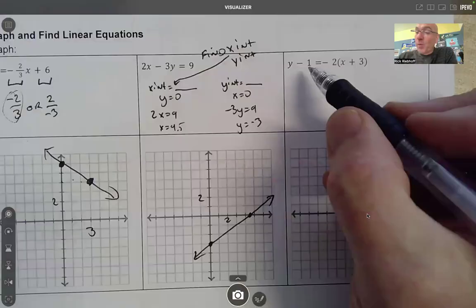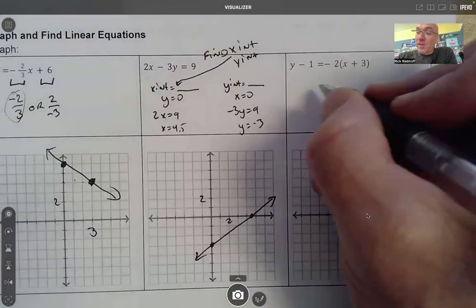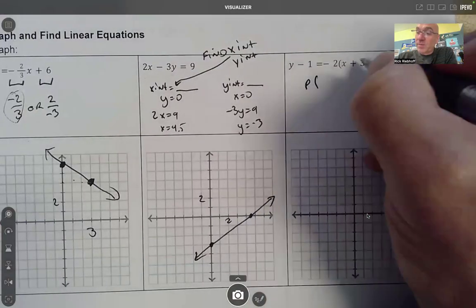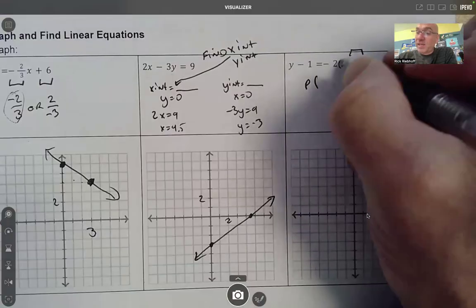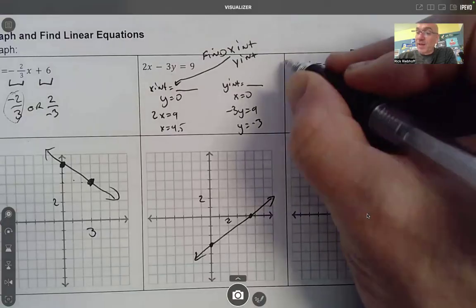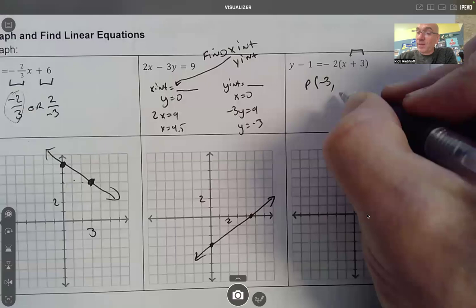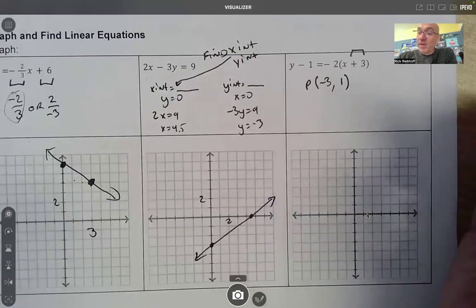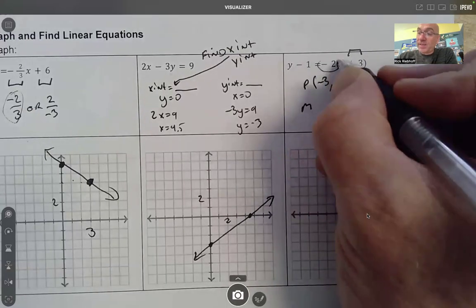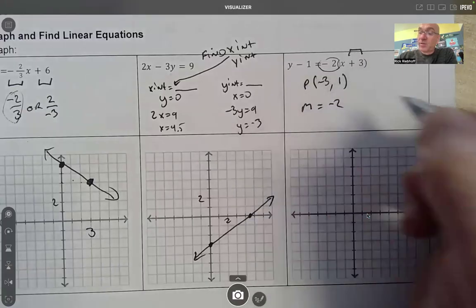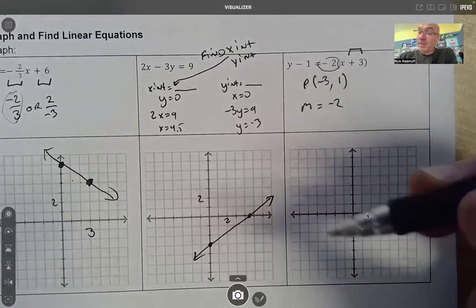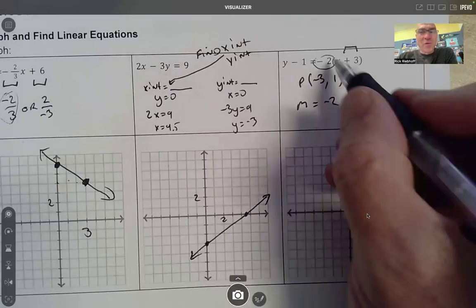All right, this is in point slope form. The point is going to be whatever makes this equal to 0 is my x, and whatever makes this equal to 0 is my y. So -3, 1 is the point. My slope is -2. So point slope form. You usually don't graph from this form.